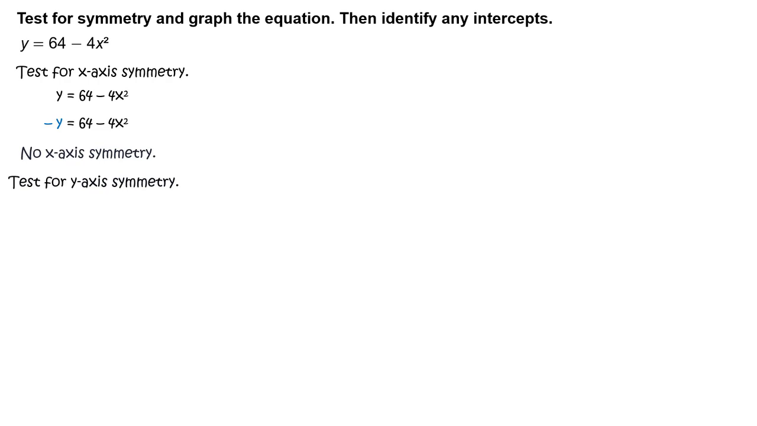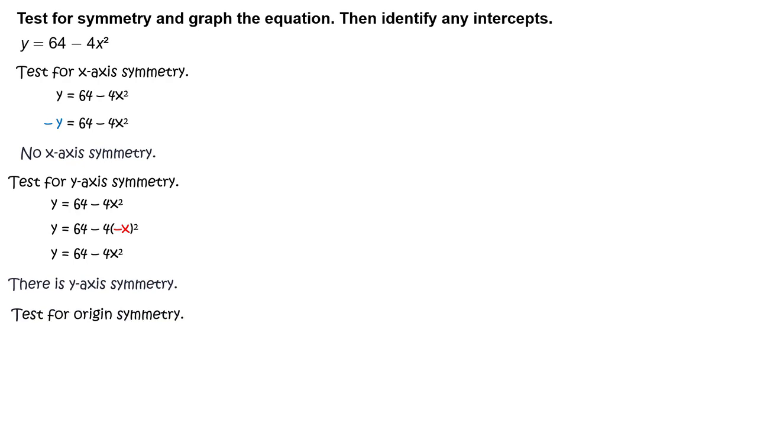Test for y-axis symmetry. Write the original equation. Substitute negative x for x. Simplify to get y equals 64 minus 4x squared. Note that the resulting equation is equivalent to the original equation, so there is y-axis symmetry.